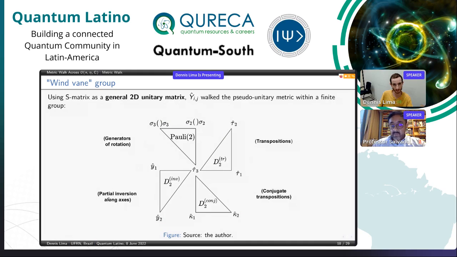This group is formed by representations of the dihedral group for partial inversion along axis, transpositions, conjugate transpositions, and generators of rotation. They all have one generator in common, that is this tau 3, this transposition along an axis that passes through the matrix. So yeah, for the 3 of these groups, we have a system of 3 orthogonal axes, and we imagine them passing the matrix through the main diagonal, the secondary diagonal, and the section where they cross.